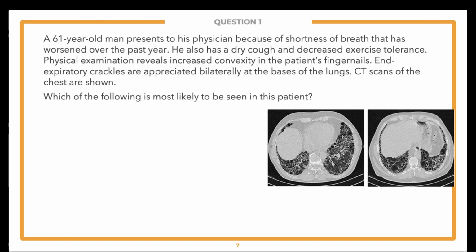All right, guys. So we have a kind of a classic respiratory question. You have CT scans available of the lungs, and you have a question asking you what's most likely to be seen. So you want to use the history. You want to look at the images, and you want to build a picture in your mind.